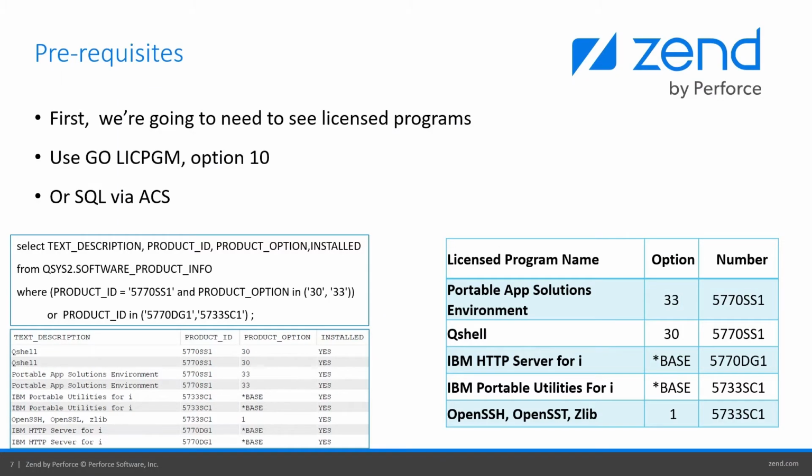First are the licensed programs. These licensed programs are required for running Zend Server on your IBM I. There's a very good chance that these are already loaded and turned on, but it's always best to double check.